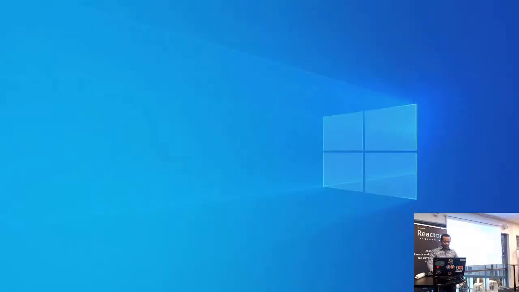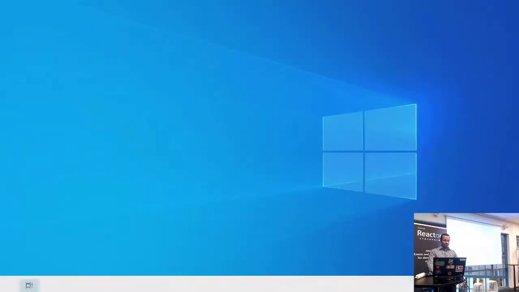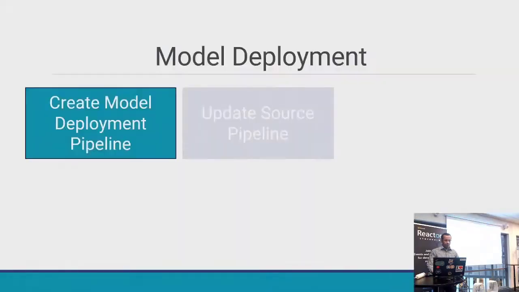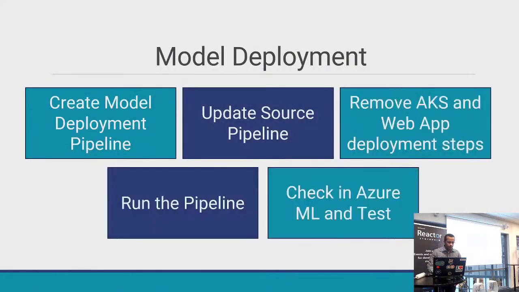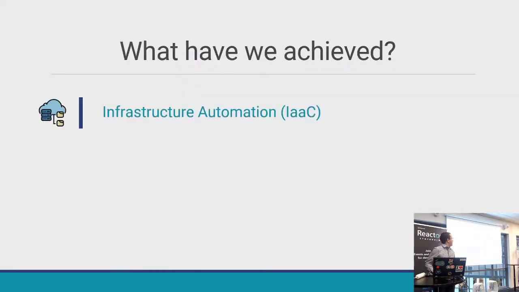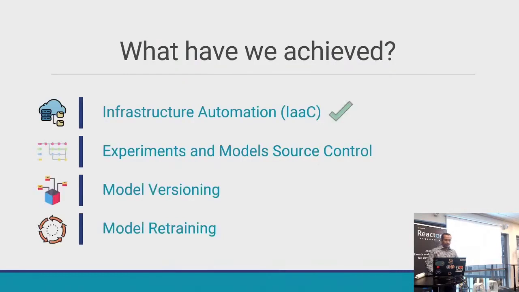So, what's the outcome of what we have done? The first thing is, do you remember when we spoke about Google Colaboratory, we said we have those problems? Using the MLOps Python project, we fixed the infrastructure problem, right? We have source control over our experiments and models. We can version our models because that exists in Azure ML.